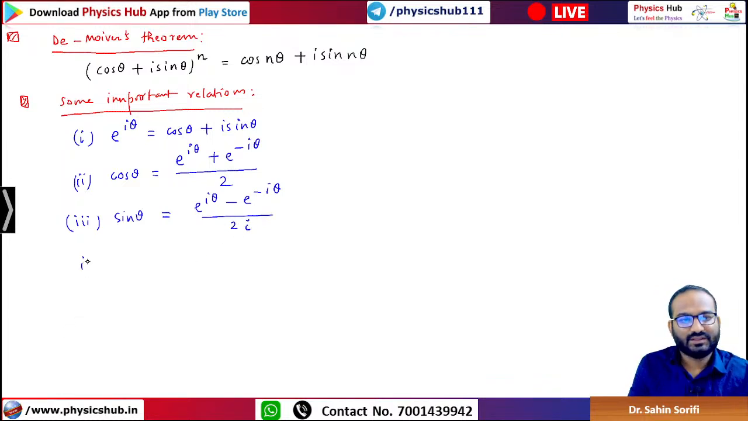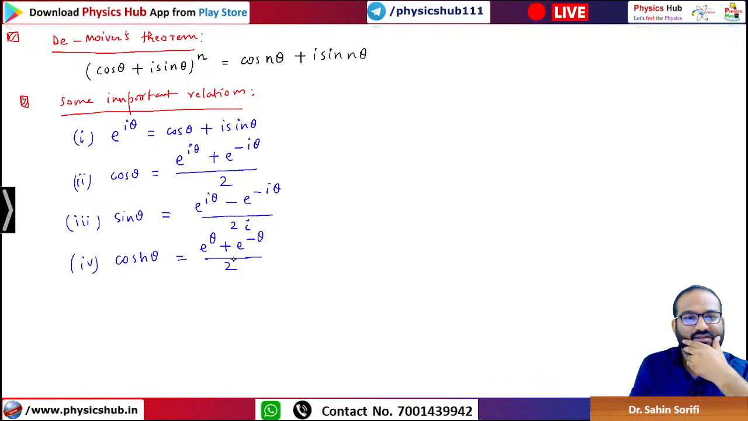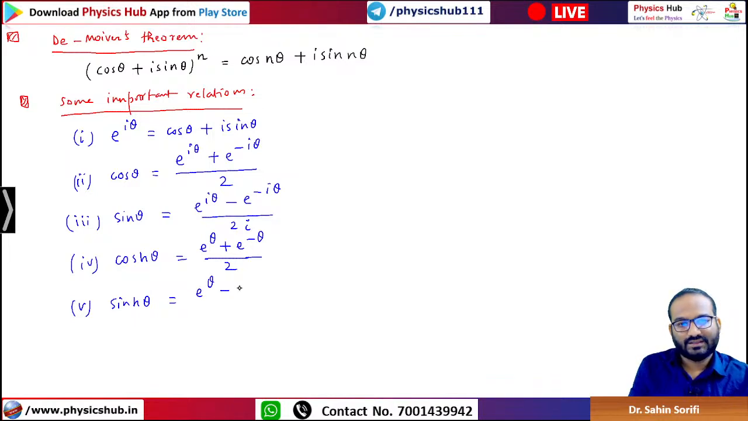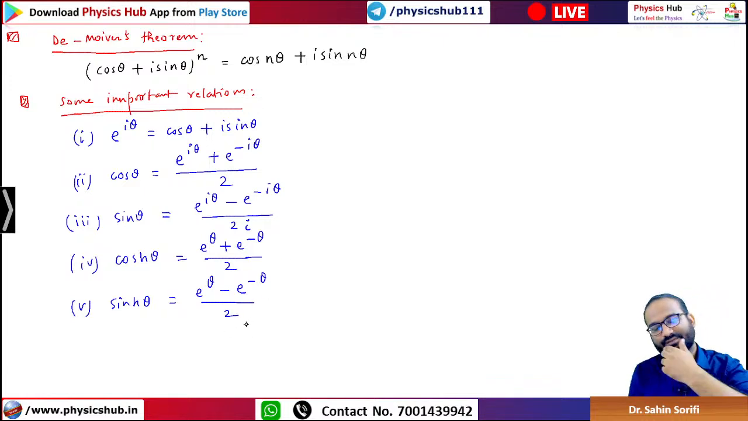Now cos hyperbolic theta is e to the power theta plus e to the power minus theta divided by 2. This is not related to complex, but a very similar formula to cos theta, but here there is no i, only e to the power theta and e to the power minus theta divided by 2. And sin hyperbolic, just for your reference, is e to the power theta minus e to the power minus theta divided by 2. There is no i or anything.